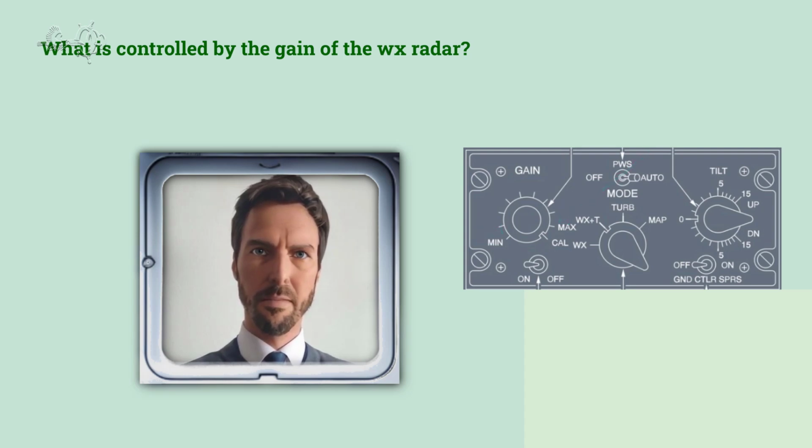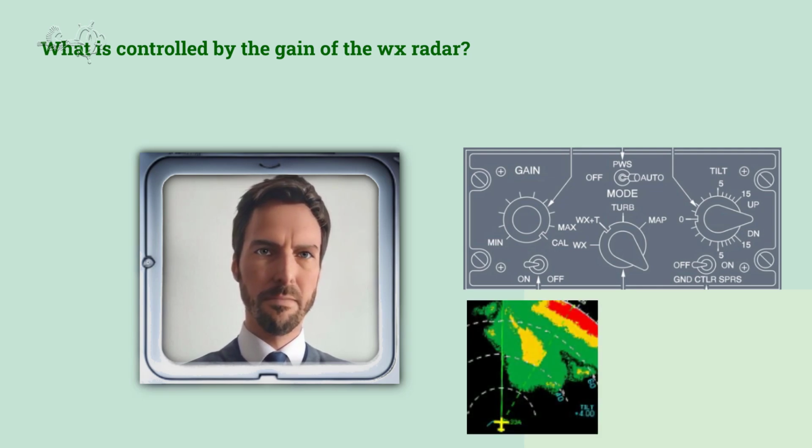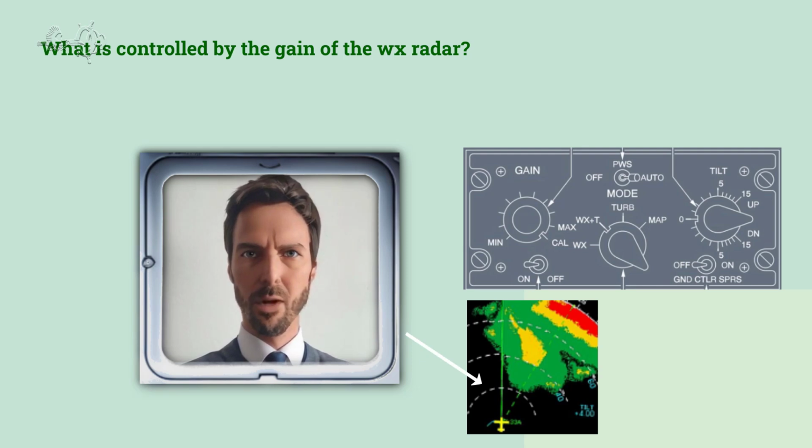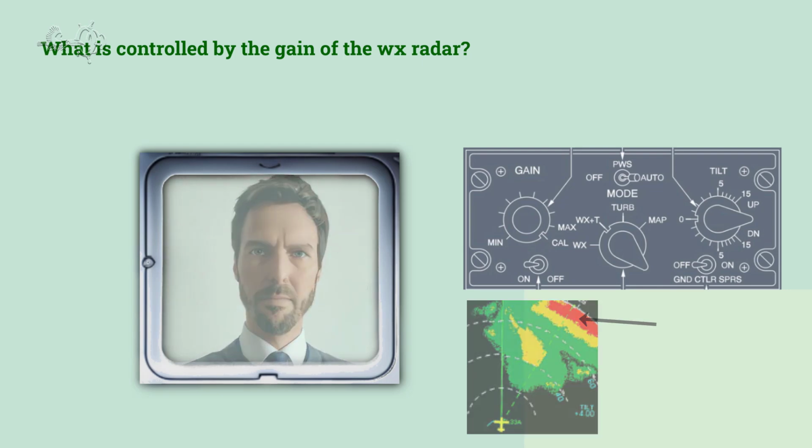So generally speaking, full-scale deflection will gain you one color. For reference, the colors you see are: for black, anything below 20 dBz. For green, from 20 dBz. For yellow, from 30 dBz. And for red, from 40 dBz.